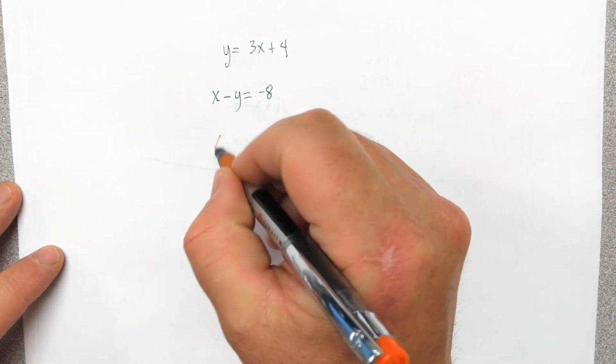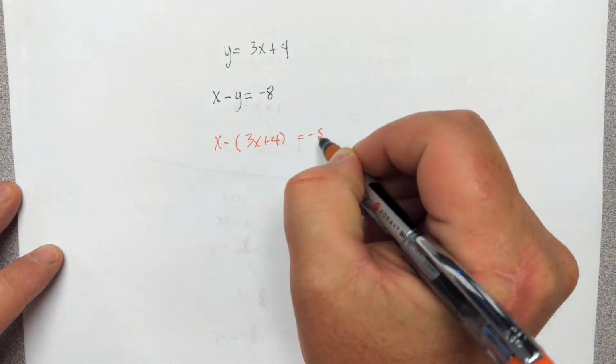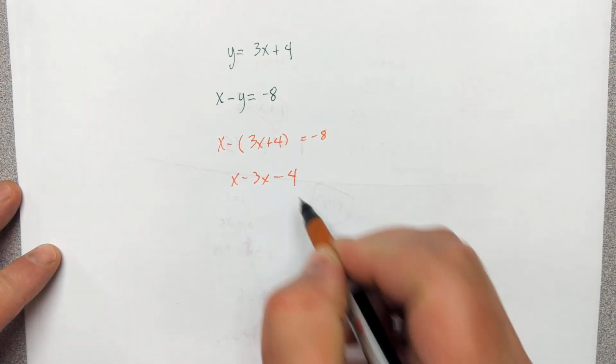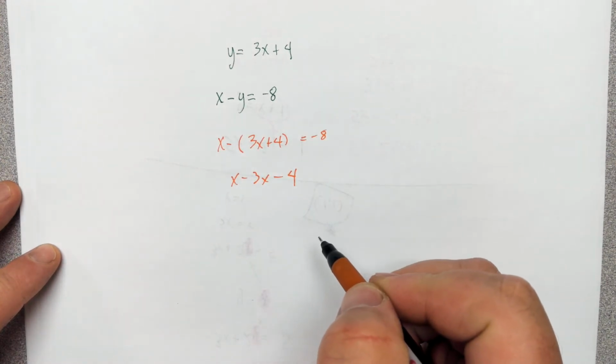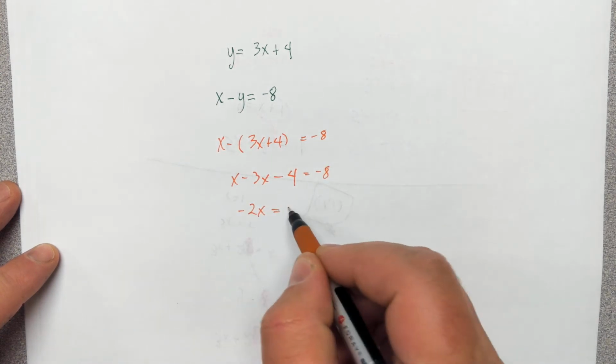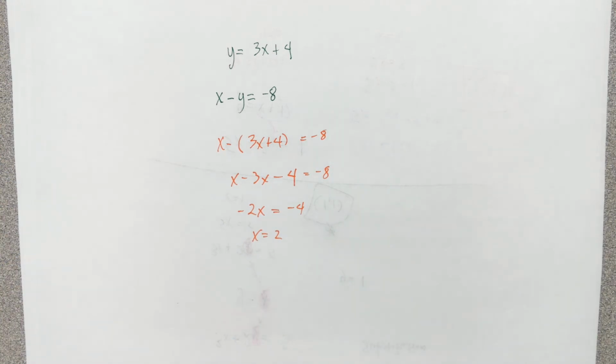So let's see, did you do x minus 3x plus 4 equals negative 8? Yeah. Okay, so x minus 3x minus 4? Negative 2x equals negative 4, so x equals 2. Well, you skipped a lot of stuff. Oh, sorry. But I ended up with negative 2. Right. I ended up with 2.